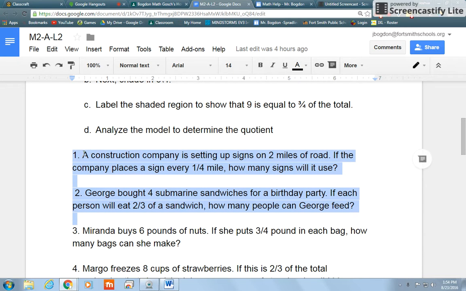So let us look at number 1. It says a construction company is setting up signs on 2 miles of road. If the company places a sign every quarter mile, how many signs will it use?